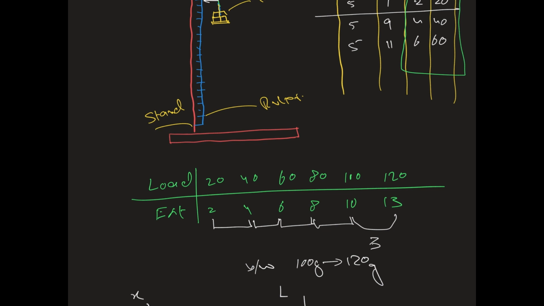And if you are given the data and you have to find whether the limit is exceeded or not, just observe the data carefully. Between the two points where the extension is unusual, the extension is no more the same. It means between these two points, the spring has exceeded the limit of proportionality.